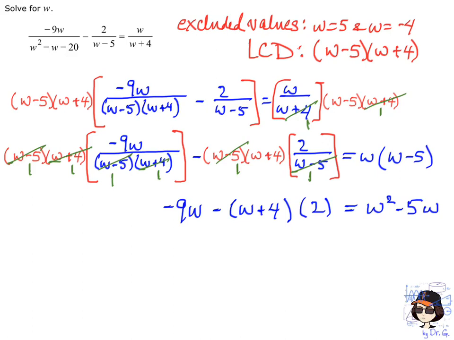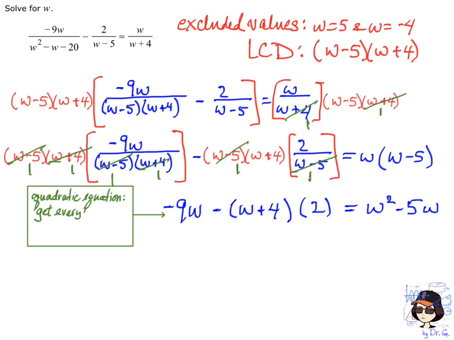We no longer have a rational equation. We have what looks to me like a quadratic, because we have a w squared over there on the right. So that's a quadratic equation. And we have several methods of solving quadratic equations, but the most important thing is that the very first step is to get everything on one side so that you have a 0 on the other side. So when you have a quadratic equation, make sure you get everything over on one side so you get a 0 on the other before you start solving.